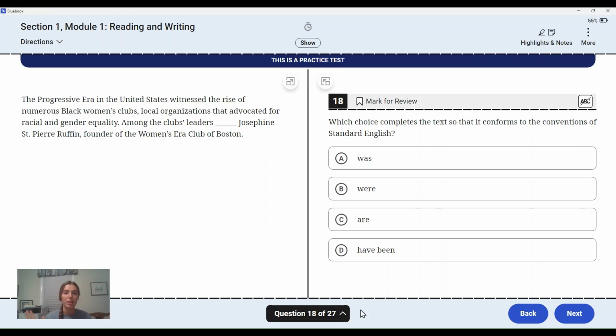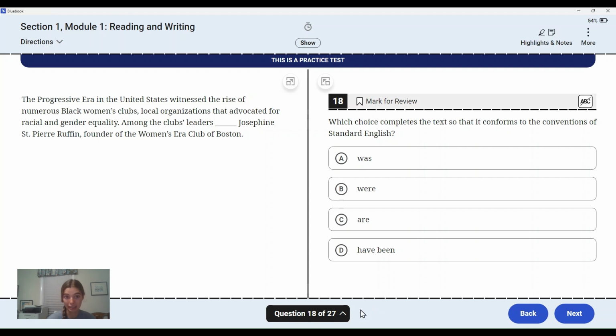Back to talk about the verb section of the writing portion. So this is a verb question. Go ahead and read the passage before looking at the answers. It says, the progressive era in the United States witnessed the rise of numerous Black women's clubs, local organizations that advocated for racial and gender equality.